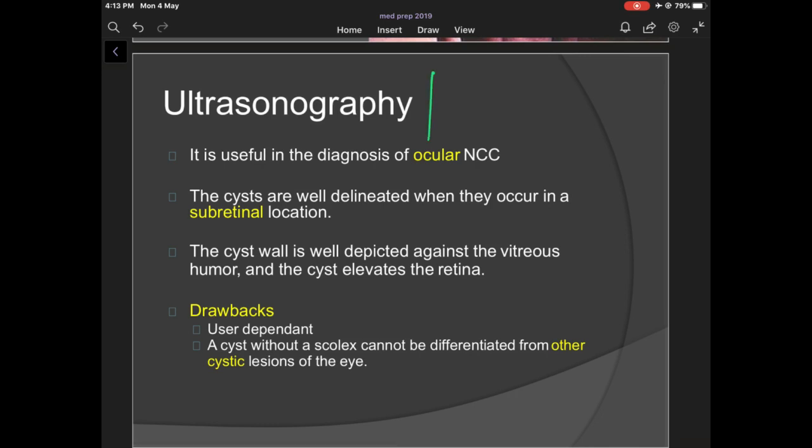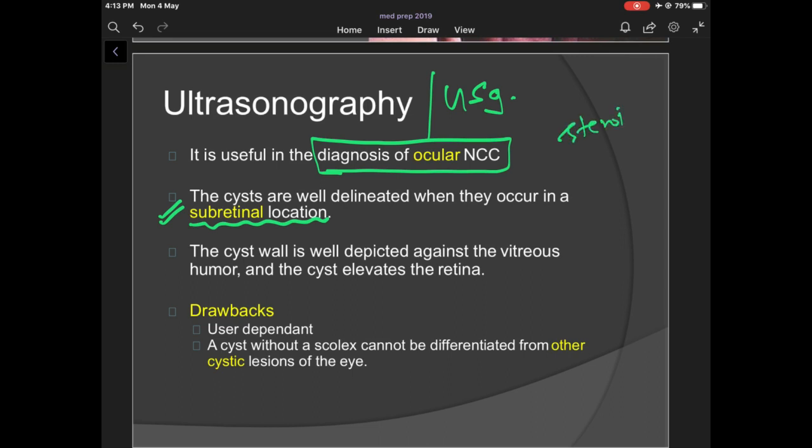Ultrasonography is useful especially in the diagnosis of ocular neurocysticercosis. The cysts are well delineated when they occur in a subretinal location. Remember, during the pathogenesis of this disease, I told you that whenever you have a patient suspected to have neurocysticercosis, you definitely get a fundal exam or an ophthalmology consult done. And if you suspect a subretinal cyst or organism, then you do not treat the patient with anti-parasite drugs. That is the rule of thumb.